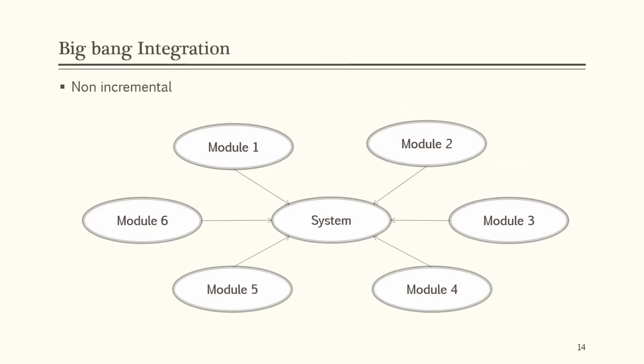First one is Big Bang integration. This is a non-incremental approach. Big Bang integration testing is an integration testing strategy where all units are linked at once, resulting in a complete system. When this type of testing strategy is adopted, it is difficult to isolate any errors found because attention is not paid to verify the interfaces across individual units. In this picture, you can see different modules connecting at once and forming a system.